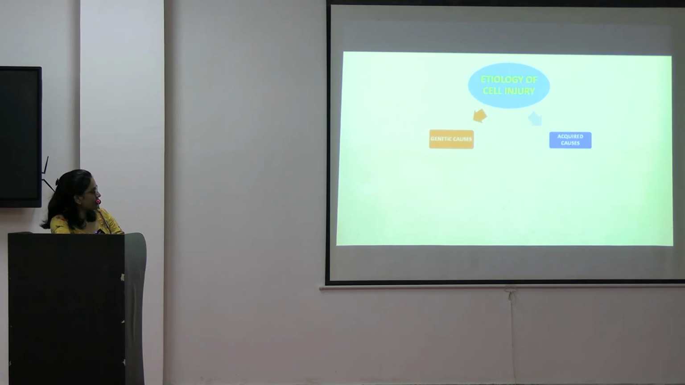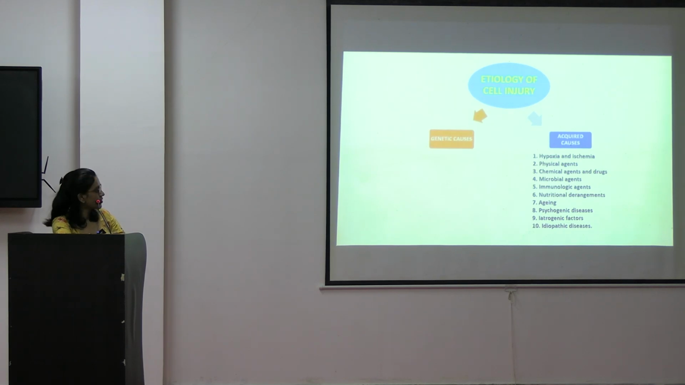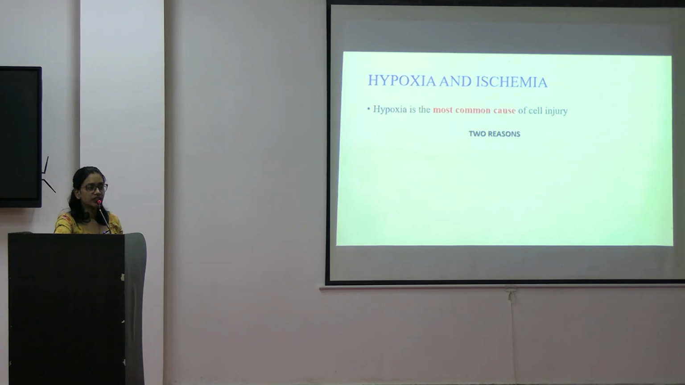Now what are the acquired causes? We have a long list. It has hypoxia, ischemia, some physical agents, chemical agents, microbial agents, some immunologic agents, nutritional derangements, aging, psychogenic diseases, iatrogenic factors, and idiopathic diseases as well. So this is also a question, etiologic factors of cell injury. So the most important amongst all of this and the most common is hypoxia and ischemia. Okay. So hypoxia is the most common cause of cell injury. Can anybody tell me the difference between hypoxia and ischemia? Yes, please.